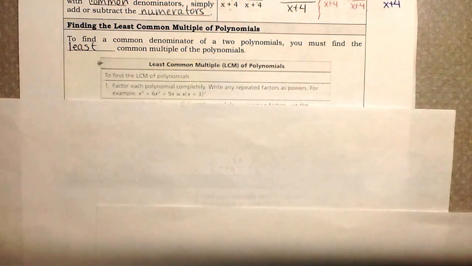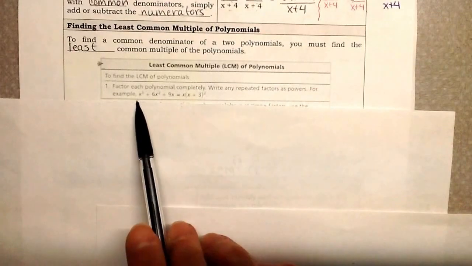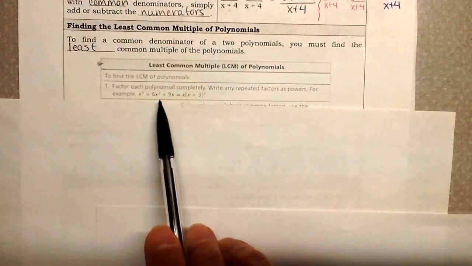Pretty easy to do. Now, before we can talk about adding or subtracting rational expressions with unlike denominators, we need to talk about finding the least common multiple. We want to find the least common multiple to help us find the denominators. Okay, so to find a common denominator of two polynomials, you must find the least common multiple of the polynomials. And here are some steps that you want to do. When you're looking for a least common multiple of polynomials, you need to make sure you factor the polynomials. So here, this is factored.